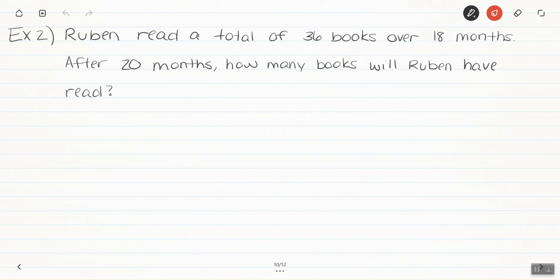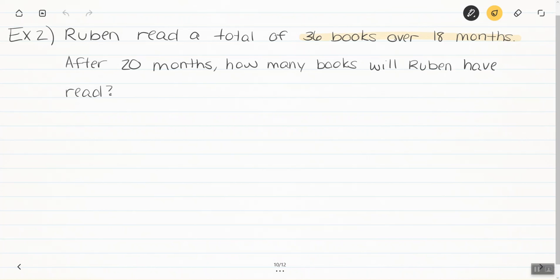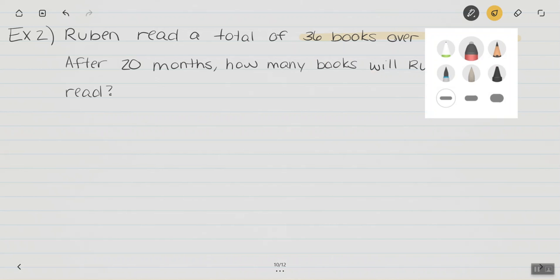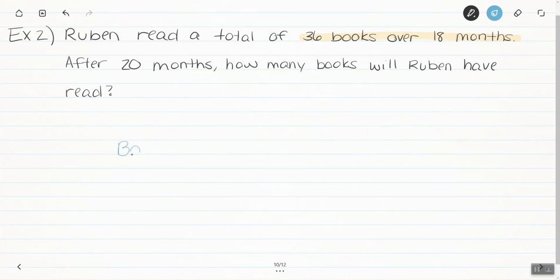And let's read this problem. Ruben read a total of 36 books over 18 months. After 20 months, how many books will Ruben have read? So let's go through and highlight. We're going to try to find that first ratio. So it says Ruben read a total of 36 books over 18 months. So I have 36 books over 18 months. That means I'm comparing books to months.